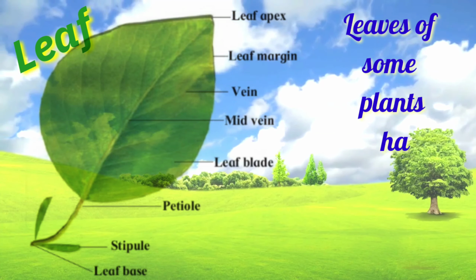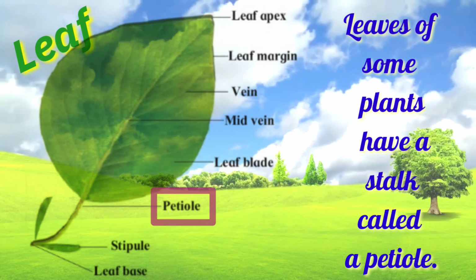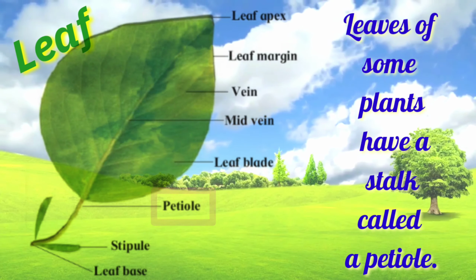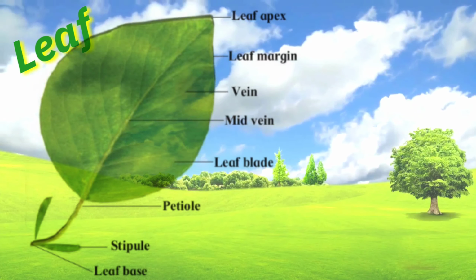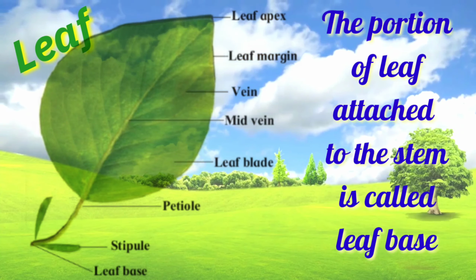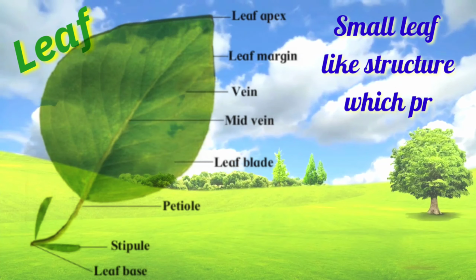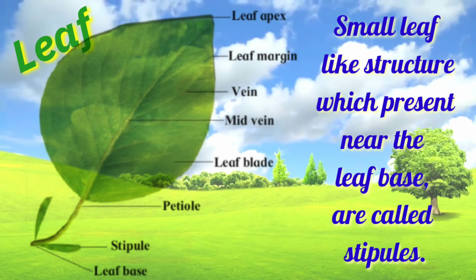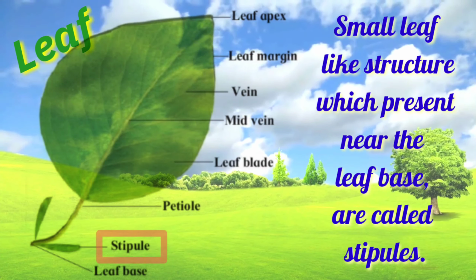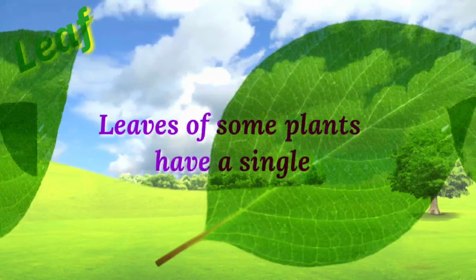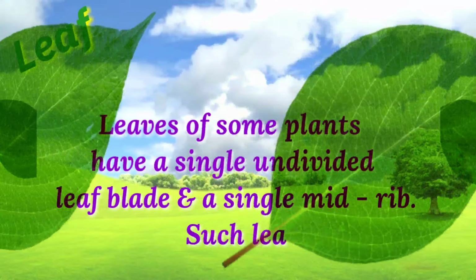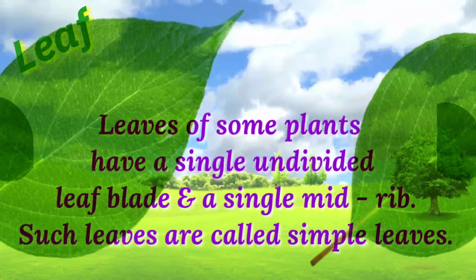Leaves of some plants have a stalk called petiole. Leaves of some plants do not have a petiole. The portion of the leaf attached to the stem is called leaf base. Some leaf-like structures may be present near the leaf base. These are called stipules.